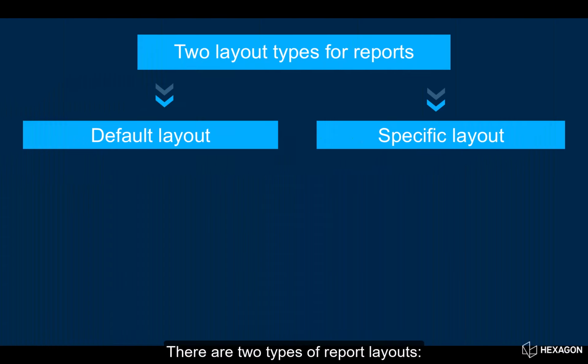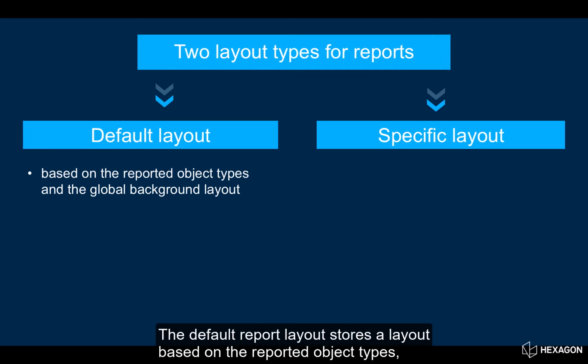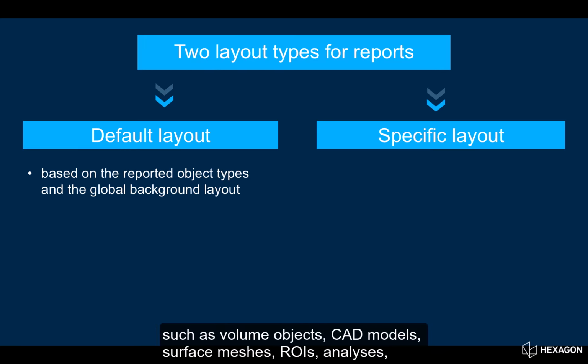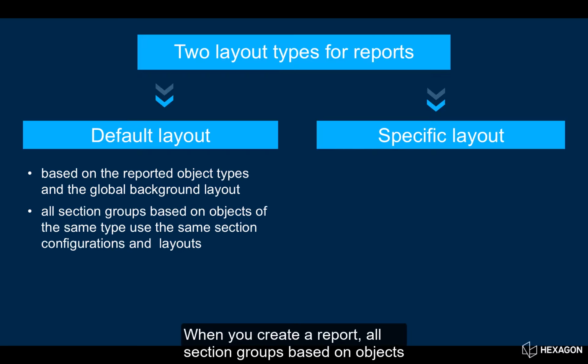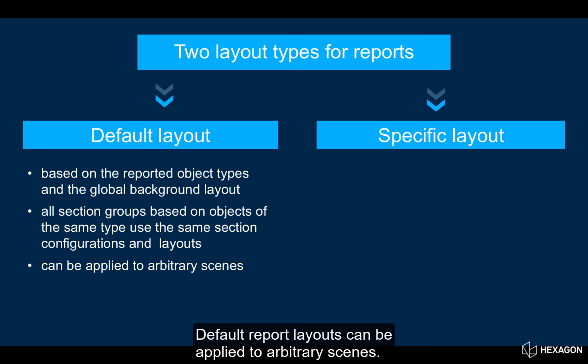There are two types of report layouts: the default report layout and the specific report layout. The default report layout stores a layout based on the reported object types, such as volume objects, CAD models, surface meshes, ROIs, analyses, geometry elements, and GD&T features, and the global background layout. When you create a report, all section groups based on objects of the same type will use the same section configurations and layouts. Default report layouts can be applied to arbitrary scenes.